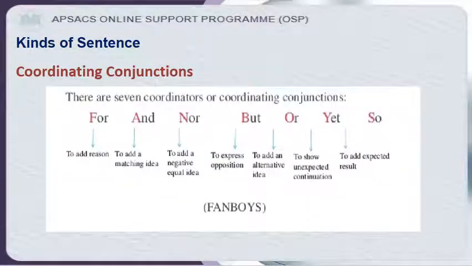What type of conjunctions are these? They are called FANBOYS, just to remember them. There are 7 coordinators or coordinating conjunctions. They are used in compound sentences and they are also called coordinating conjunctions: for, and, nor, but, or, yet, and so.